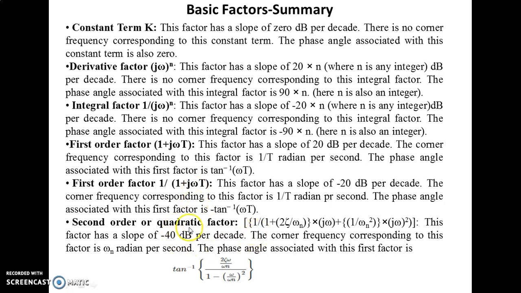If it is a second order or quadratic factor, again the same. If it is a numerator factor, you will get plus 40 dB per decade. If it is in the denominator, you will get minus 40 dB per decade. That is the slope, and the corner frequency for the second order factor is omega n, the natural frequency. That is the phase angle for these factors, found in a similar way as tan inverse of the imaginary part by the real part. Okay, thank you all.